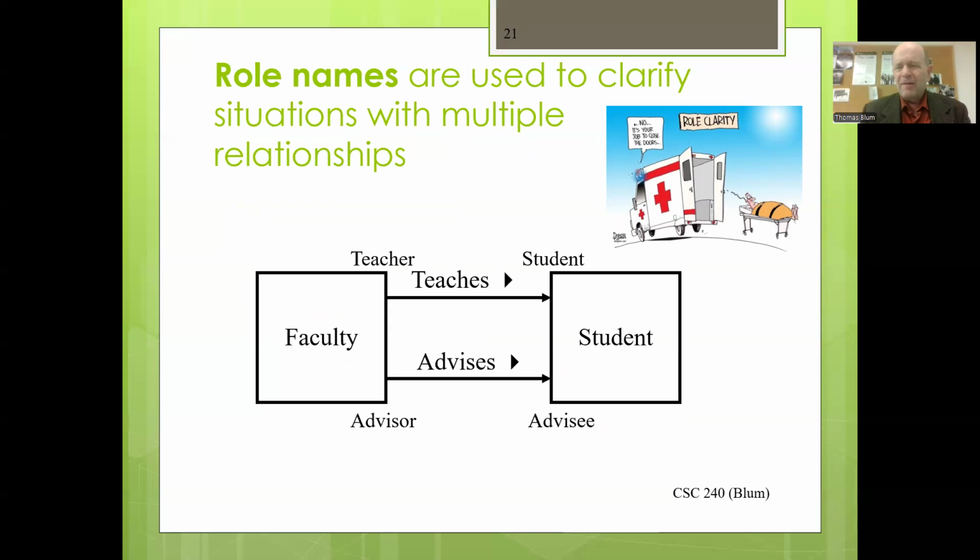You can also have different relationships between the same entities, and roles can also help there. So a faculty member may have some relationship to a student in a university database. The student may be taught by the faculty, so the faculty member may teach the student, and a distinct relationship might be that the faculty member advises the student. So again, in addition to the verbs of the relationship, sometimes the roles can help personify or clarify the relationship in question.